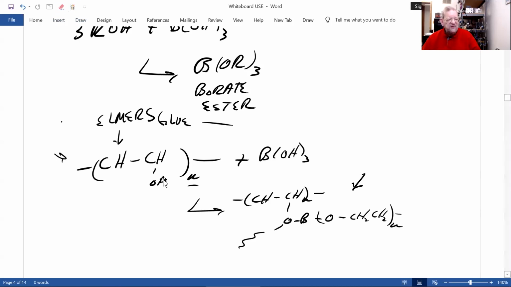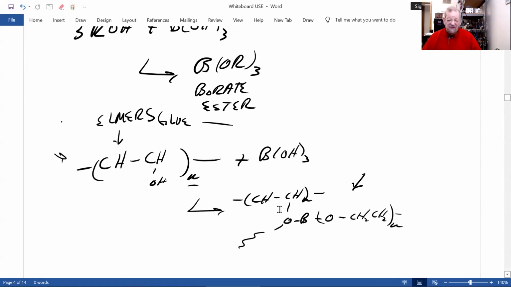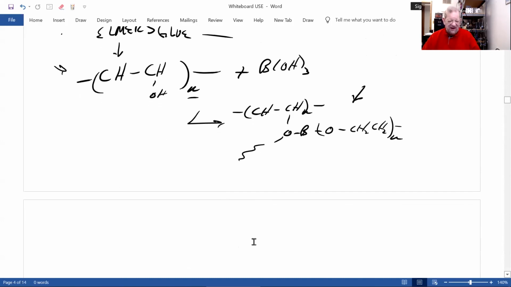If R is a single alcohol, you're making small ones. If you've got a polymeric alcohol like Elmer's glue, you make big ones. Does that make a difference? Well, that's what you're going to find out in this lab. Let's take a look first at the lab.